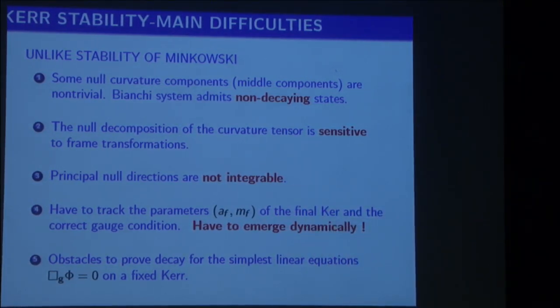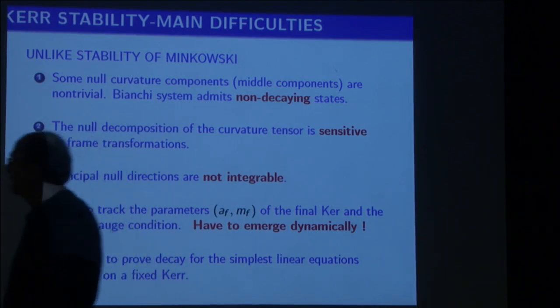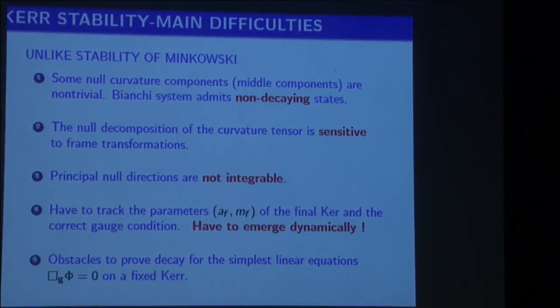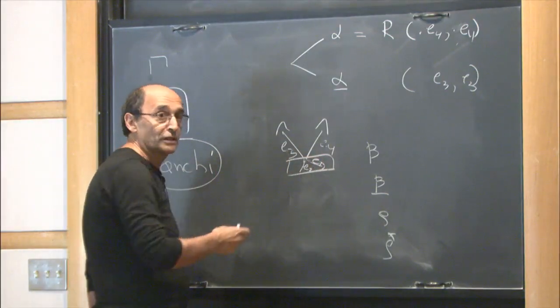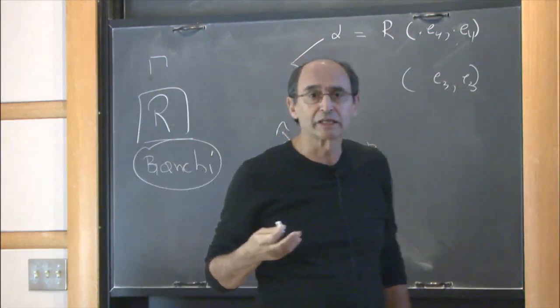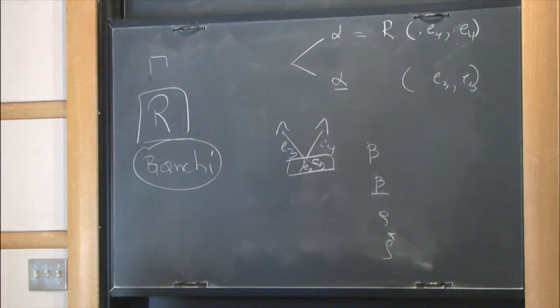Another thing is that the principal null directions are not integrable. So this means that in Kerr, you have this principal null frame, and then we took the space perpendicular to it. That space is not integrable in Kerr, right? It is integrable in Schwarzschild, and it's integrable in Minkowski space. And that's another reason why stability of Minkowski space was easier. Another difficulty relative to stability of Minkowski space is that you have to track the parameters a_f and m_f of the final Kerr and the correct gauge condition, and these have to emerge dynamically, as we discussed last time.